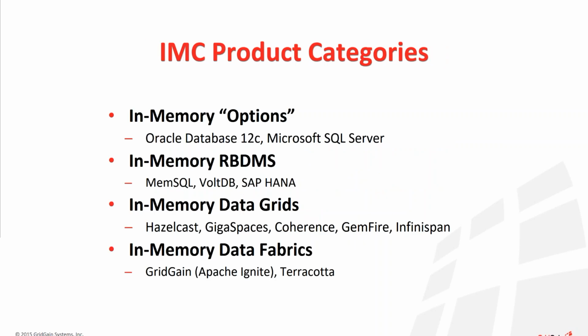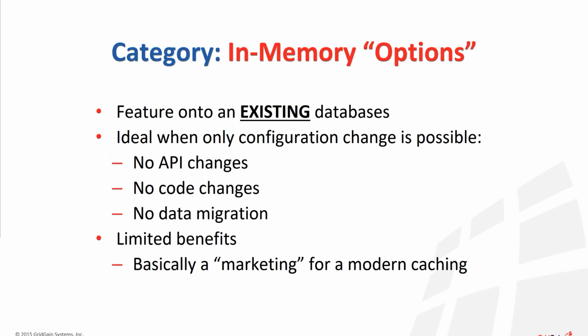So let's look at different IMC product categories. What is out there? What kind of in-memory computing products can we meet? First, there are in-memory options for the database. That would be like the in-memory option for Oracle database or the in-memory option for Microsoft SQL Server or many other RDBMS systems. Then there are in-memory databases. Then there are in-memory data grids, in-memory data fabrics. So all these different types of products are available when you are moving into in-memory computing or choosing an in-memory computing solution. It's important to understand what each of these categories is good for, what are the pros and what are the cons. So let's take a look first at in-memory options.